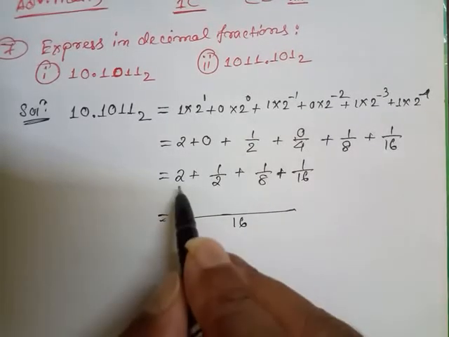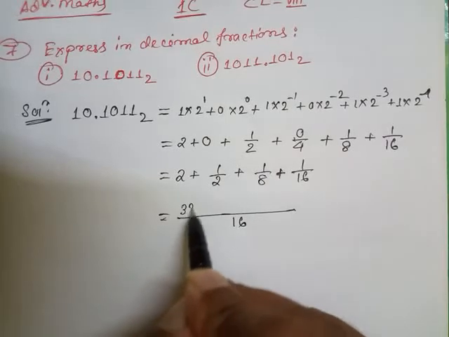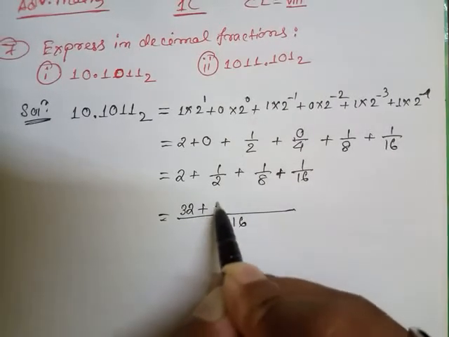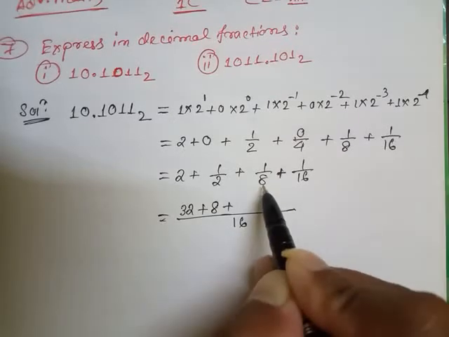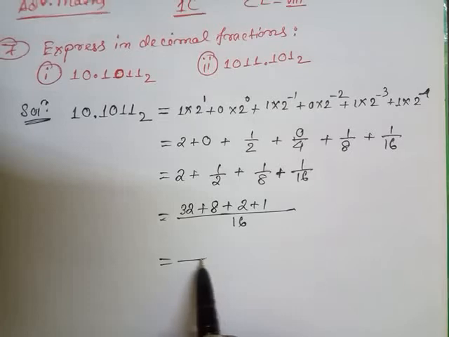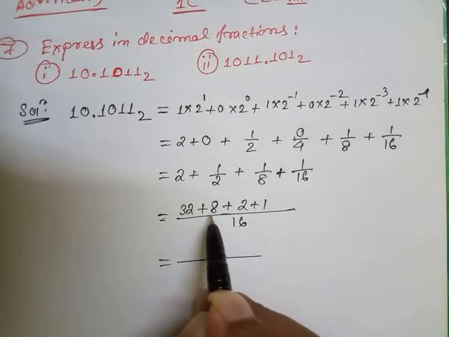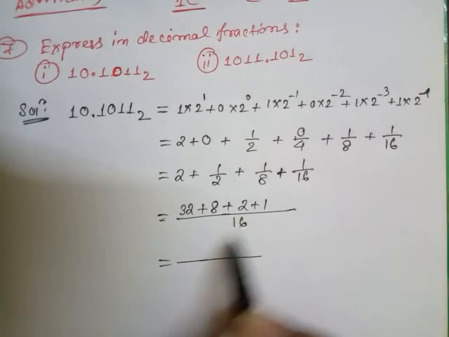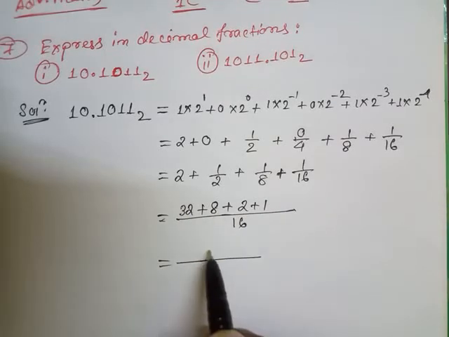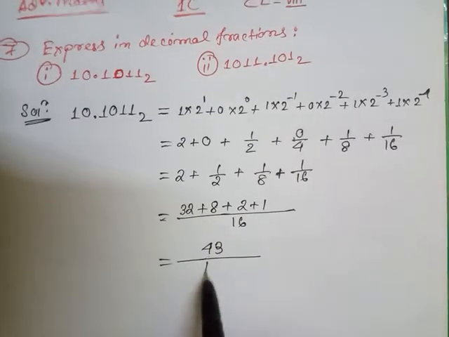Now 16 and 2, how much? 32. Then 16 divided by 2 means 8, 8 into 1 is 8. Now 16 divided by 8, 2 into 1 is 2, and there is 1. So 32 plus 8, 40, 40 plus 2, 42 plus 1, 43. I repeat again, 32 plus 8, 40, then 2, 42, then 1, 43 by 16.